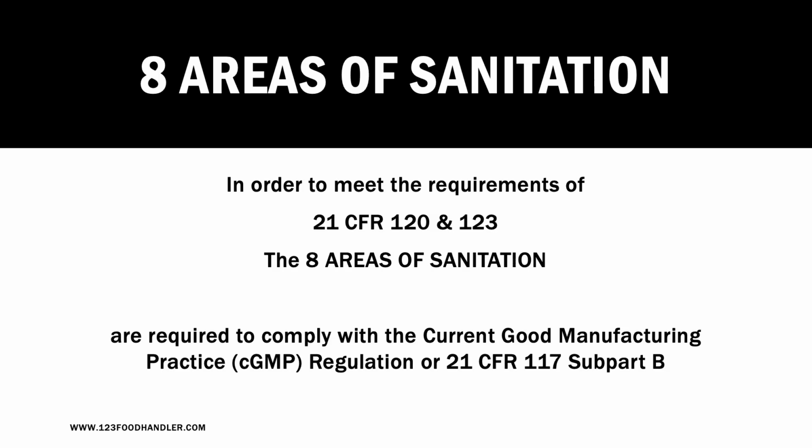In order to meet the requirements of 120 and 123 of Title 21, the 8 areas of sanitation are required to comply with the current good manufacturing practice regulation, 21 CFR 117 subpart B. I just went through 117, highlighted a few areas that cover the 8 areas. Your job is going to be to make sure you're monitoring those areas, managing those areas, and documenting the monitoring and management of those areas. So when a regulator or auditor comes in, you'll be in compliance.